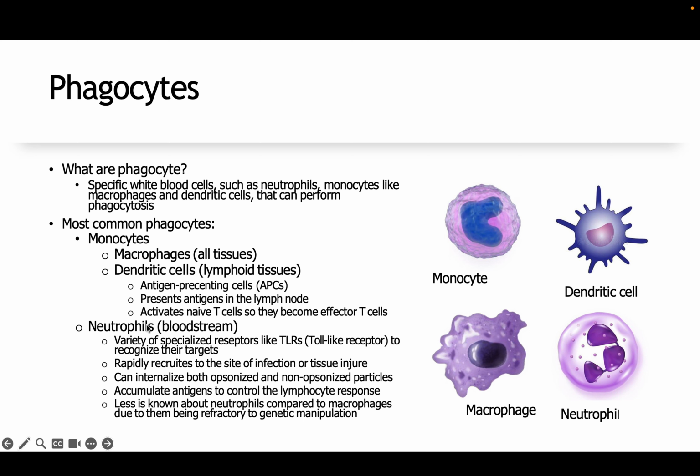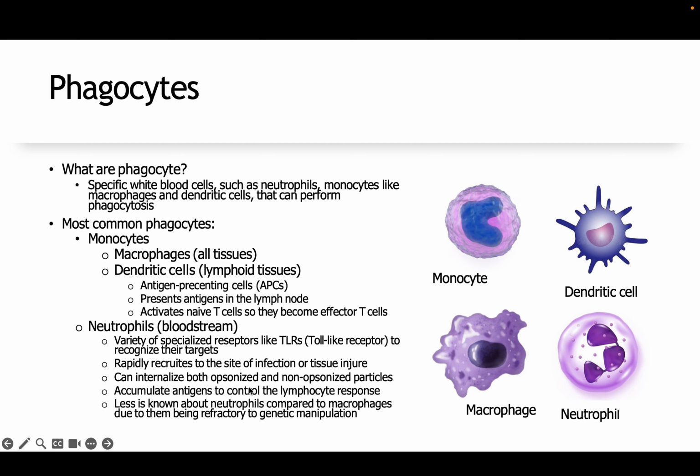And then you have neutrophils. There's so many of them. They're the biggest white blood cell population in your blood. They have a big abundant amount, and they have a lot of specialized TLRs or PRRs that can recognize multiple different types of parasites, bacteria, yeast, you name it. And these are quite cool because they can internalize both opsonized and non-opsonized particles in some sort of way.